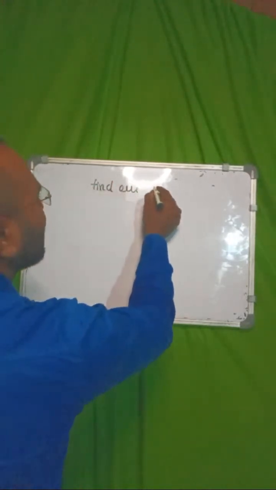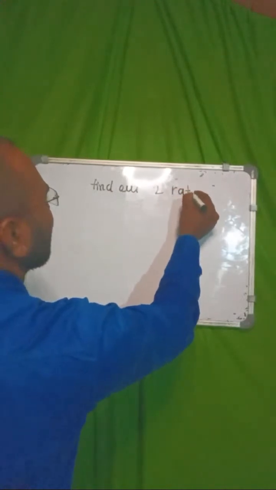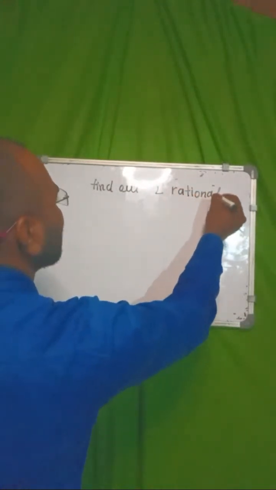Now, what if the denominators are different? Suppose the denominators are different, then what will we have to do? Now I'm going to tell you how to solve that question if the denominators are different. Let's see one example. Suppose the question is the same: find two rational numbers.